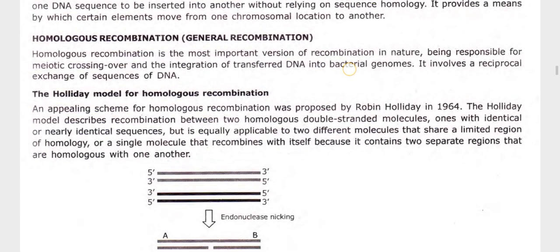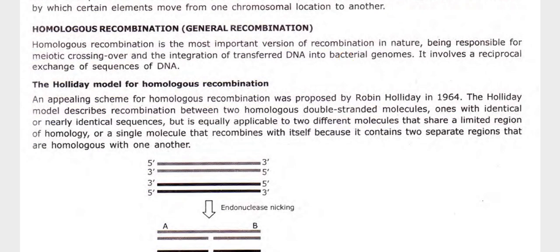Then homologous recombination, or general recombination. Homologous recombination is the most important version of recombination in nature, being responsible for meiotic crossover and the integration of transferred DNA into the bacterial genome. It involves the reciprocal exchange of sequences of DNA. The Holliday model for homologous recombination.